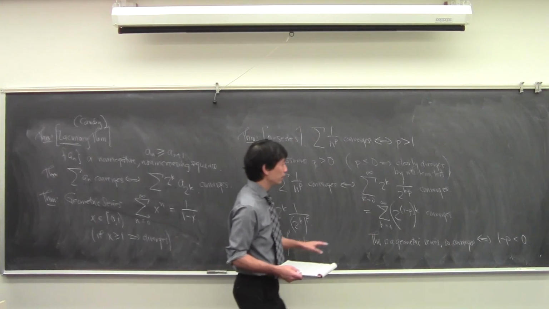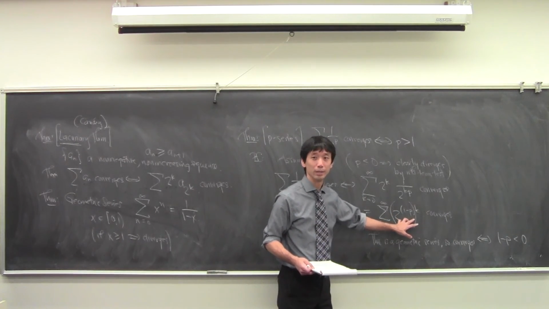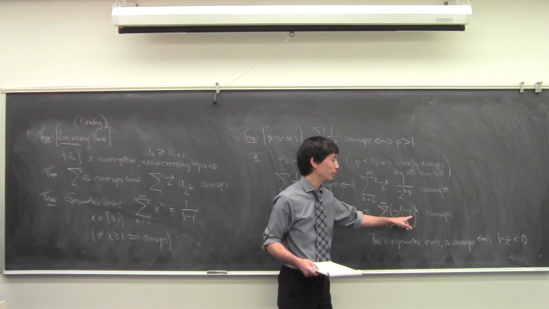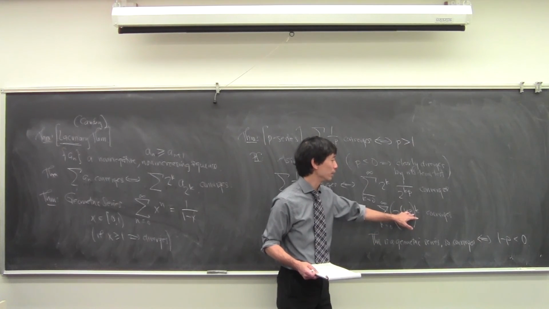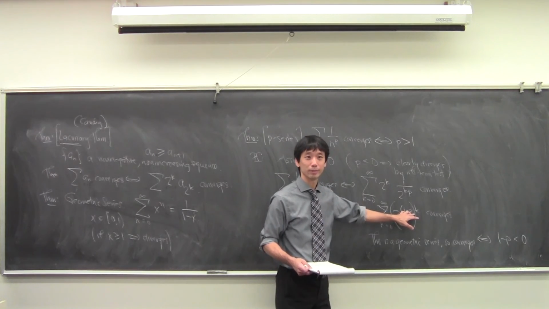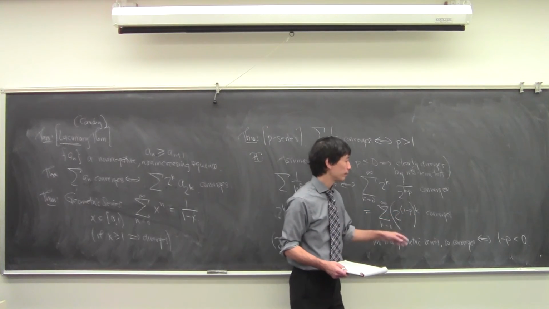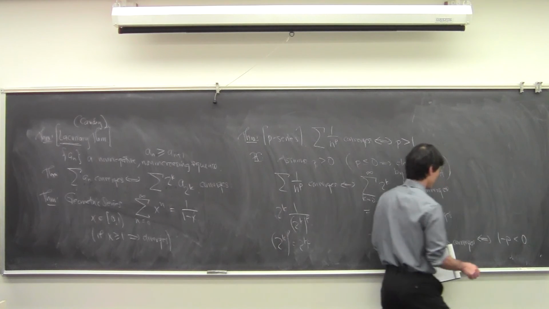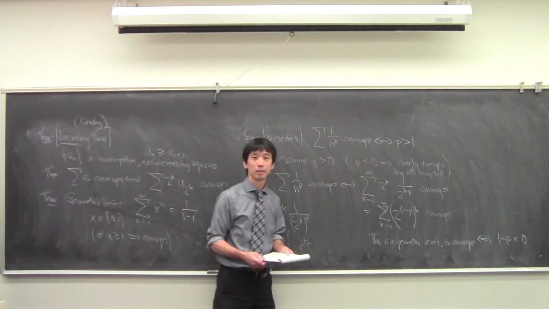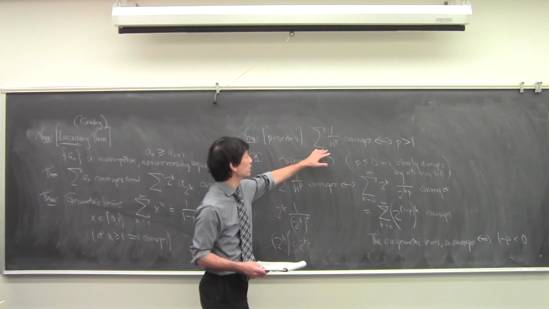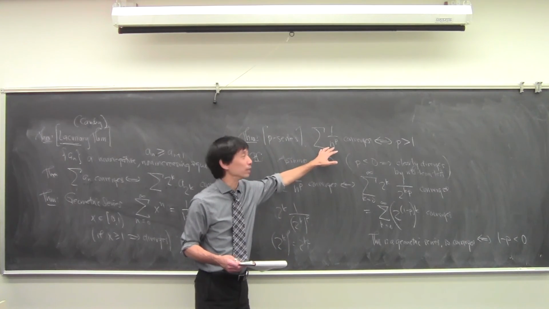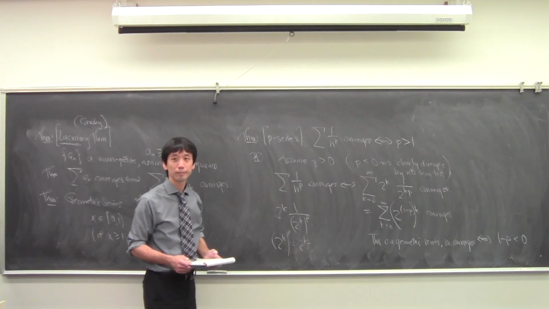Right. We need this thing to be smaller than 1. Right? We need 2 to the 1 minus p to be smaller than 1. In other words, we need 1 minus p to be smaller than 0. And so that's it, right? So this thing converges if and only if p is bigger than 1.